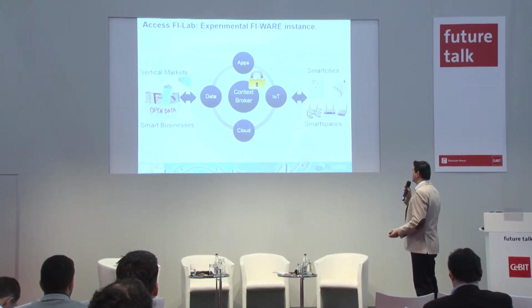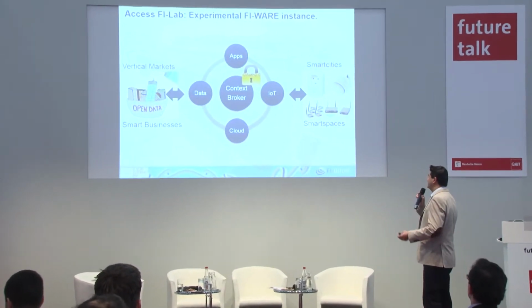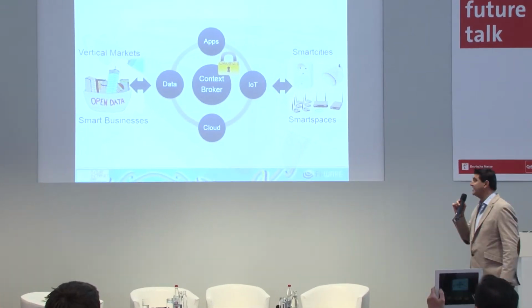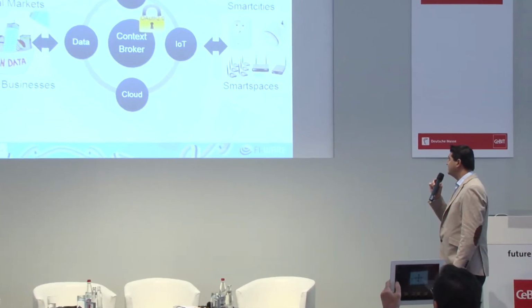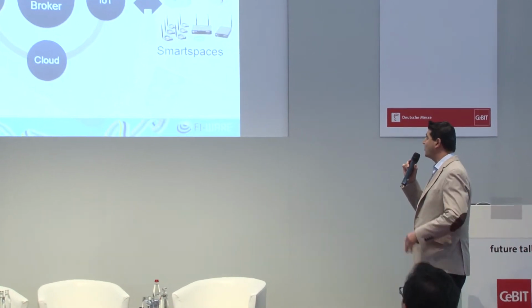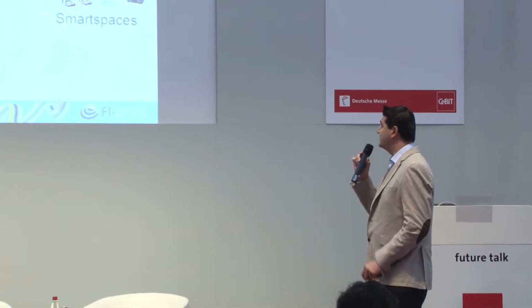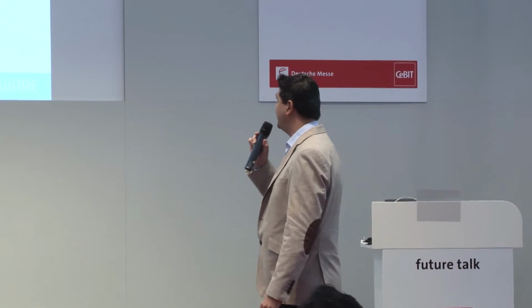And this is how it looks like. First, you have the data enablers. You have the application enablers. You have the IoT. You have the cloud. You have the context broker, which is kind of a central element of the platform. And you have the authentication elements.